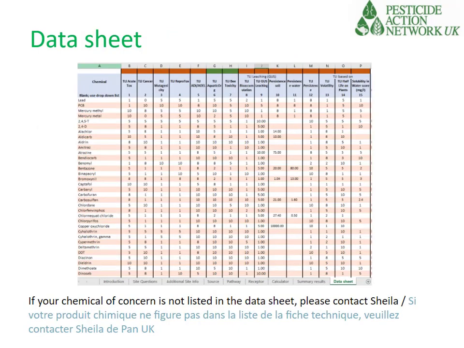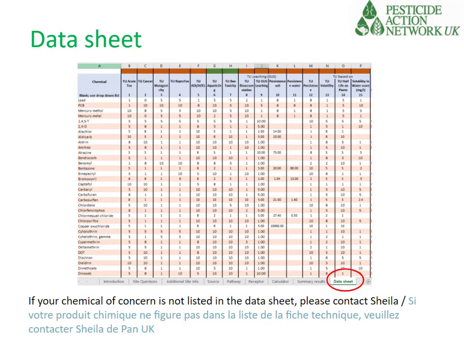One important note to make right away is on the data sheet, which is the last sheet in the calculator. It is important to look at this sheet and ensure that your chemical of concern is in fact there. This data sheet includes all the chemicals which are projected to be in use for this project or are commonly used around the world. If your chemical of concern is not listed here, please contact Sheila Willis at PAN-UK.